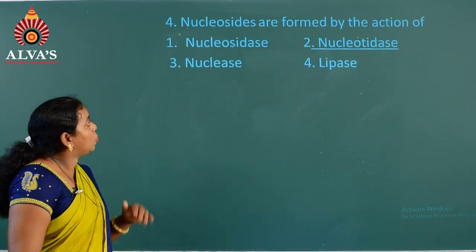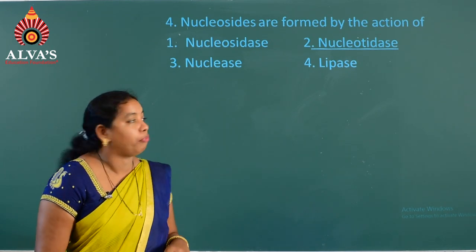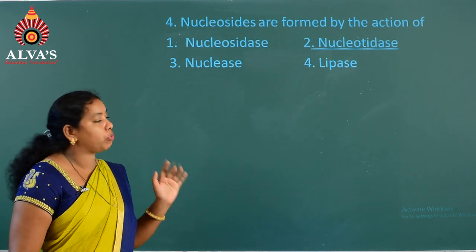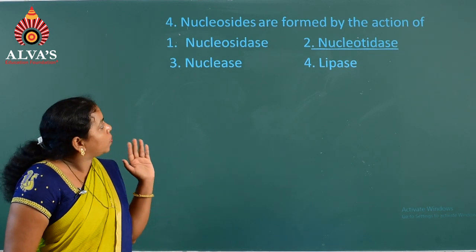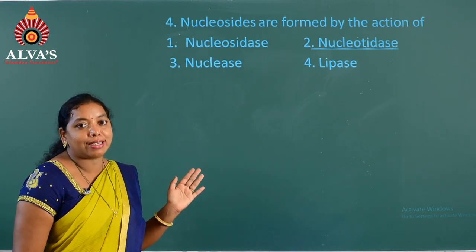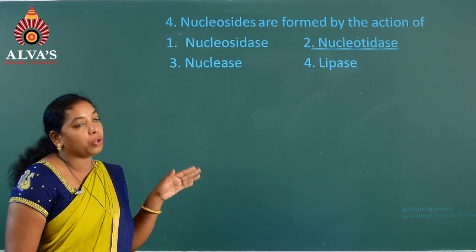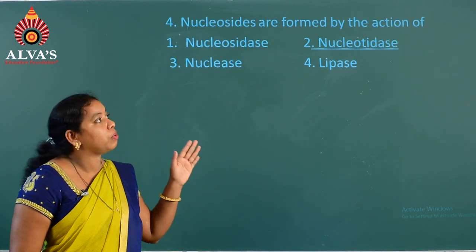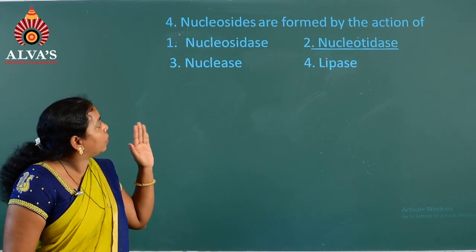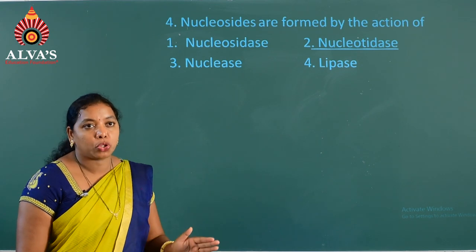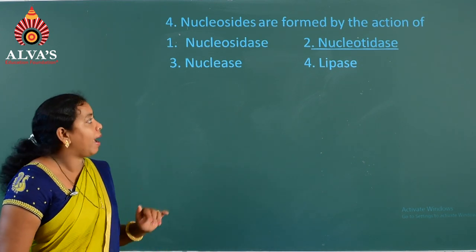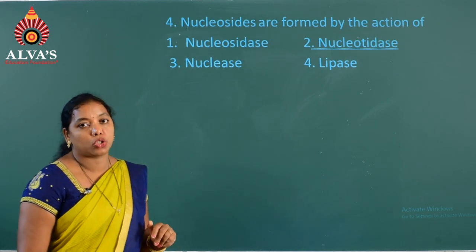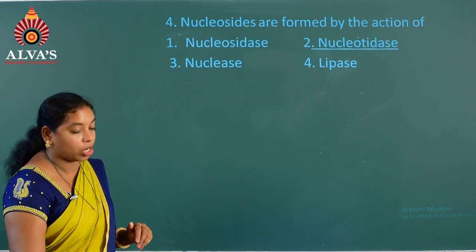Question number 4. Nucleosides are formed by the action of: first option nucleosidase, second option nucleotidase, third option nuclease, fourth option lipase. Nucleosides are formed by the action of nucleotidase, not nucleosidase. Whenever nucleosidase acts, it further breaks the nucleoside into ribose sugar as well as nitrogenous base. Hence, remember that nucleosides are formed by the action of nucleotidases. So the second option is the right answer for question number 4.